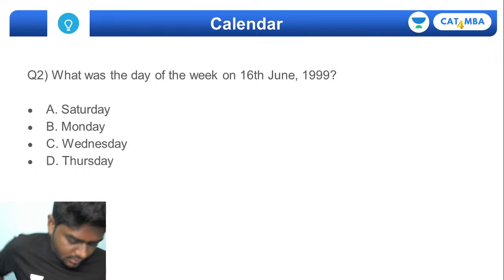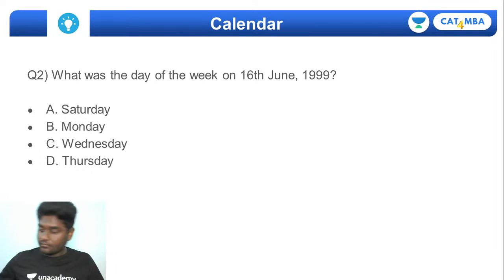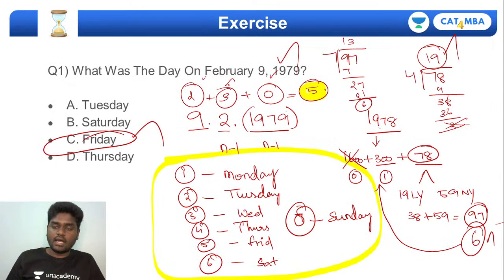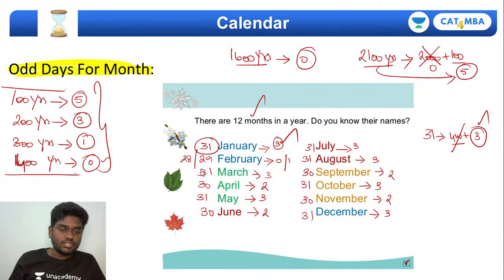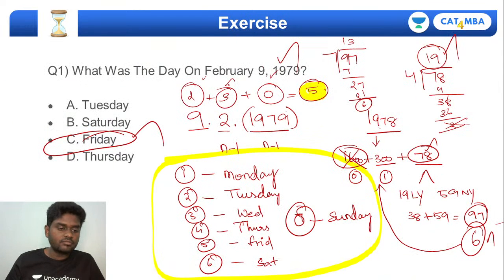Yes, Aryan. To address your question, let me quickly go to that. You have asked me why I added 38 plus 59, right? Let me let you know. Listen very carefully. Here I got 78 years. For 1600 years, I know I have 0 odd days, because a 400 year period has 0 odd days. If 400 years have 0 odd days, then all the multiples of 400 years will have 0 odd days only. You know that for sure.